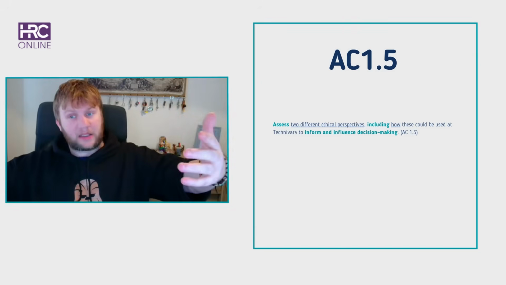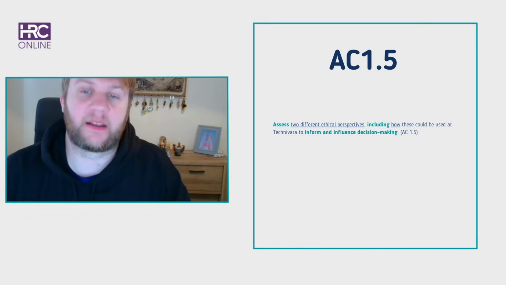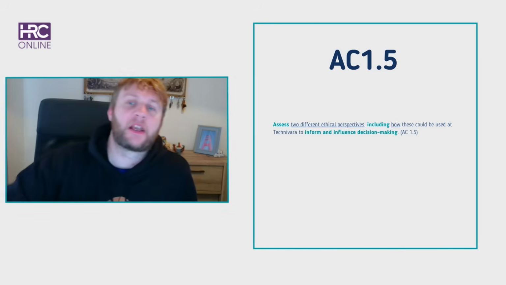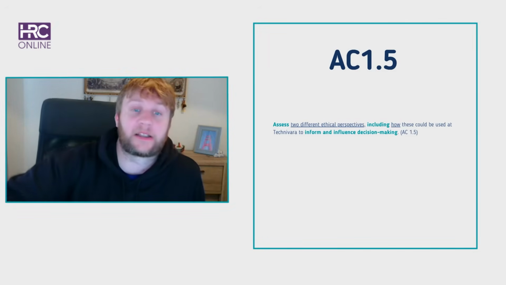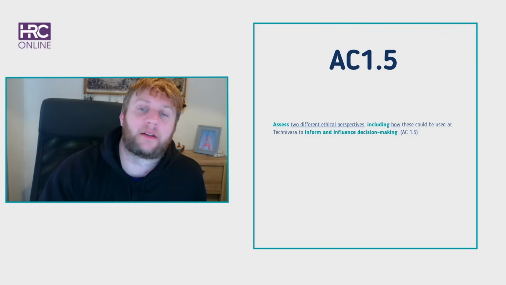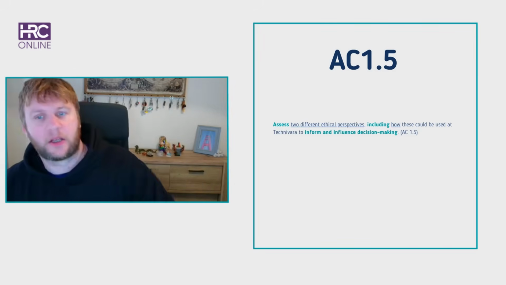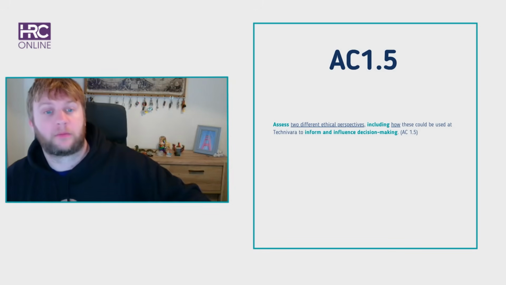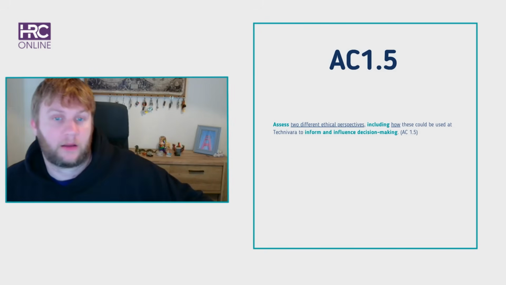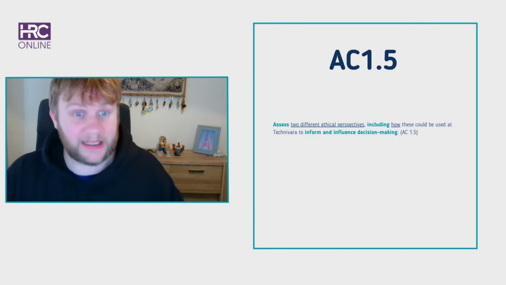So action point 1 is ethical perspective 1, ethical perspective 2, but including how, like, this is how you assess the ethical perspective, and then you talk about how it could be used at Technivara. So if you think about, you're going to assess an ethical perspective, you're going to look at the pros and the cons of it, and then you're going to look at how it could be used at Technivara to inform and influence decision making. So that's the angle you're looking at. So ethical perspective 1, pros and cons of it, how it could be used at Technivara to improve decision making. Ethical perspective 2, how it could be used at Technivara to inform decision making. That's how you need to structure it out.